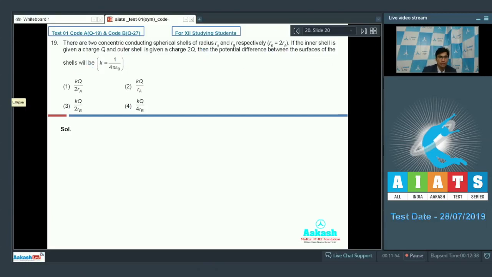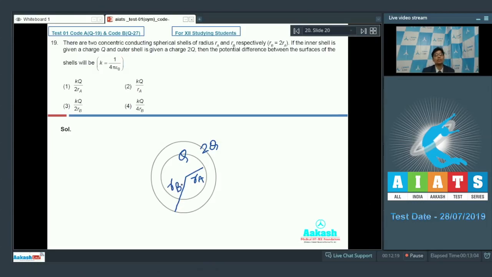Now dear students, it has been given to us that there are two concentric spherical shells. On the inner shell, a charge Q is given, and on the outer shell, a charge 2Q is given. The inner shell has a radius Ra, while the outer shell has a radius Rb. We have to find out the potential difference between the surfaces of these shells.